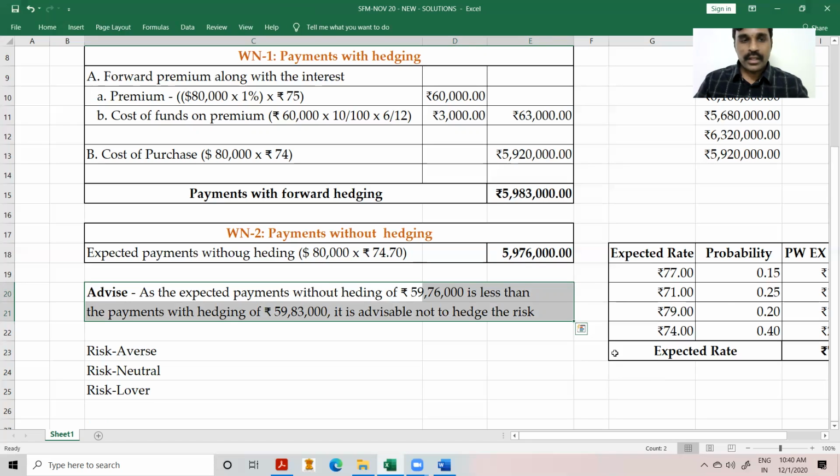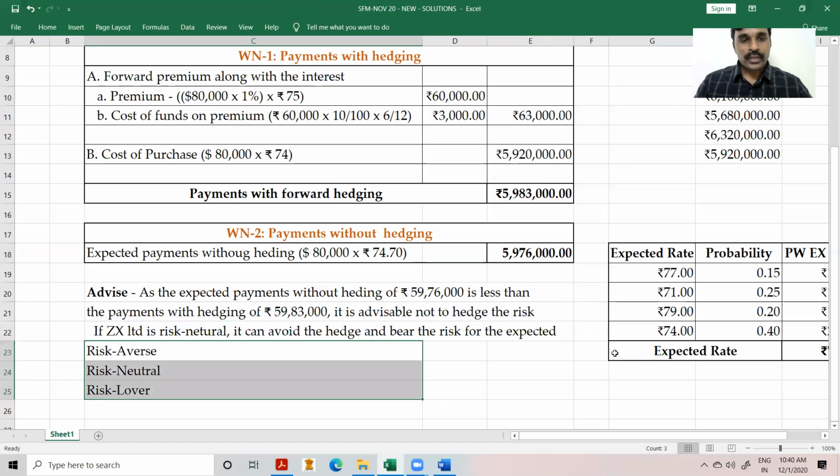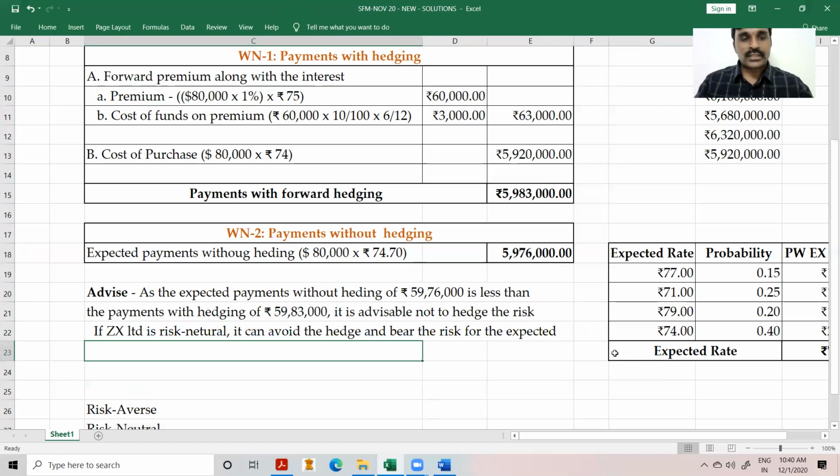If ZX Limited is risk neutral, it can avoid the hedge and bear the risk with an expectation of expected cost savings of rupees 7,000. This is the point: rupees 7,000 is the expected saving if ZX Limited is risk neutral.